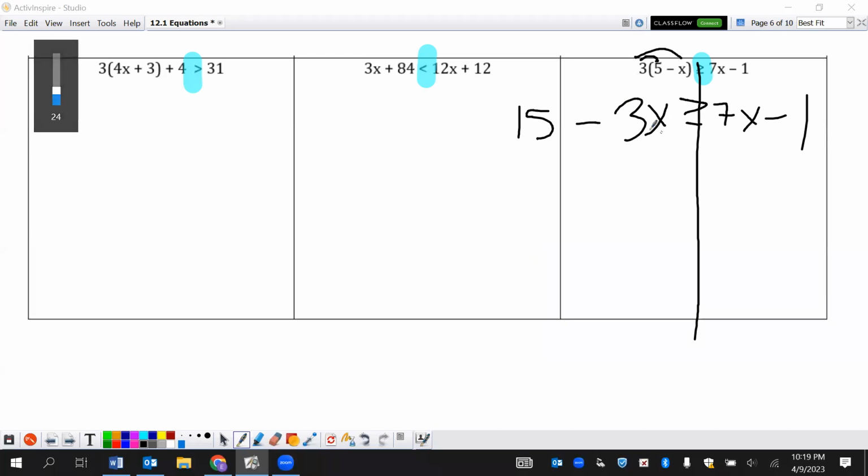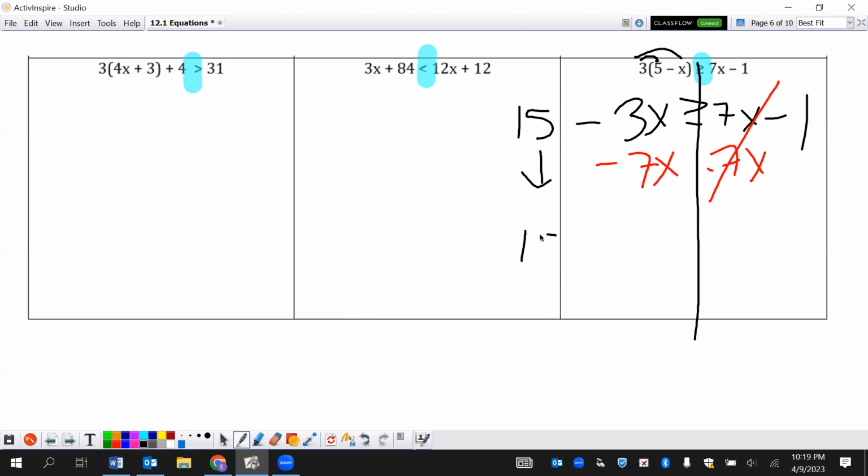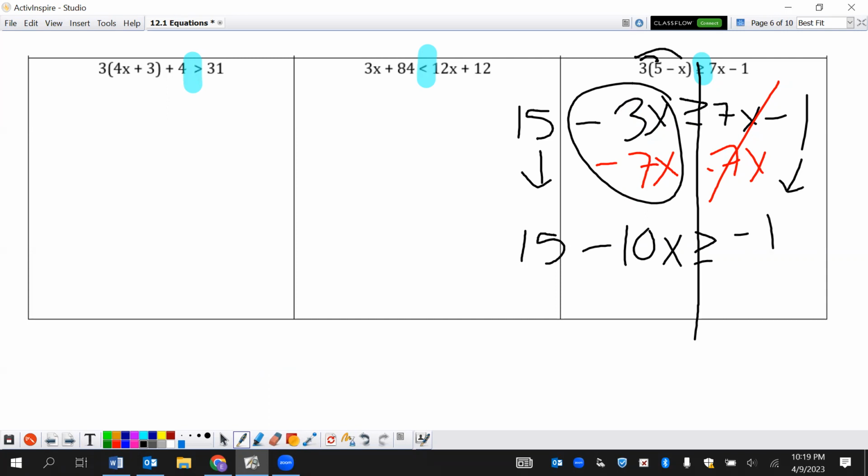Okay, next we are going to move the variables to one side only. So I have x's on both sides. So minus 7x, and then move it to the other side. And notice I keep it under the other number that has the x so that I don't get confused when I'm going to subtract. The 15, I'm just going to carry it down. And then those two, negative 3 minus 7x is negative 10x. And I bring down the negative 1.